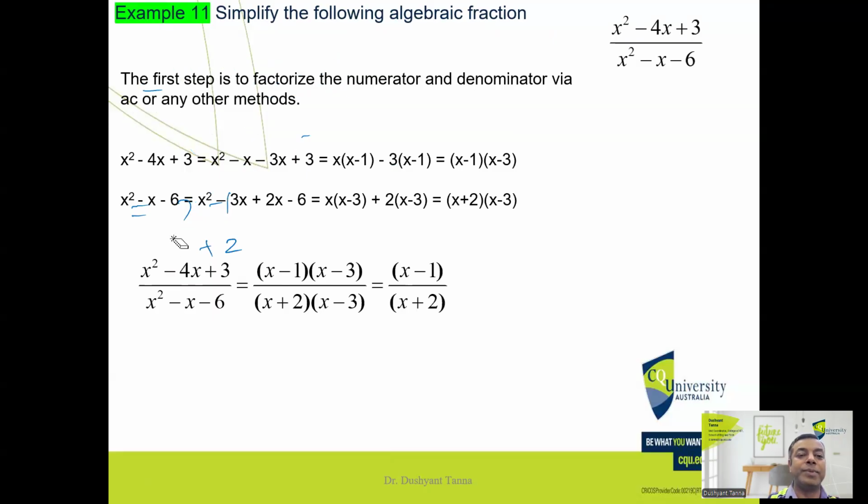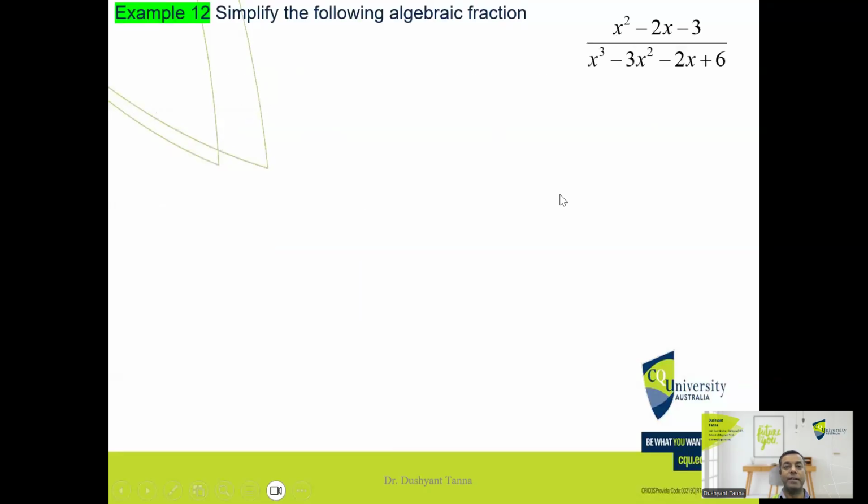It's done so nicely. So my superb writing, I erase it. The first step is to factorize the numerator and denominator via AC or any other method. x squared minus 4x plus 3, the factors are here. x squared minus x minus 6, the factors are here. Put them at the place, cancel x minus 3. What remains is the answer. Yeah. Makes sense? It's just factorizing and then canceling the common factor. Give this one a go.